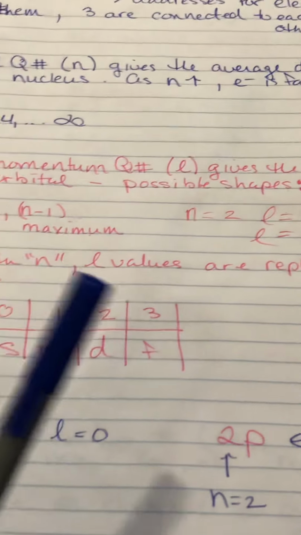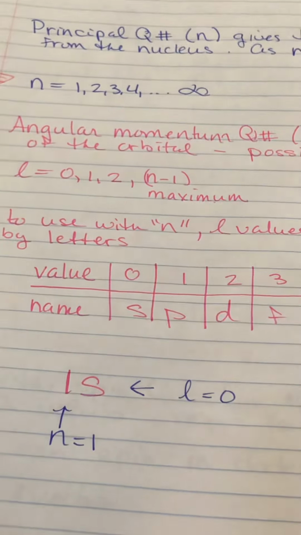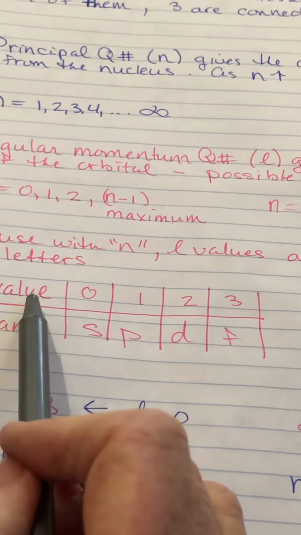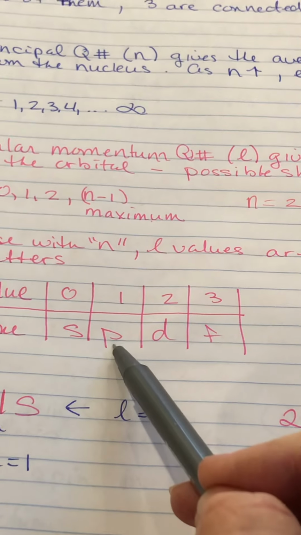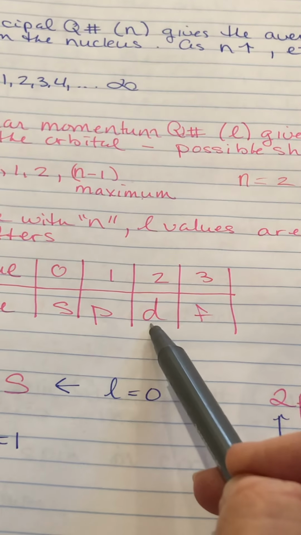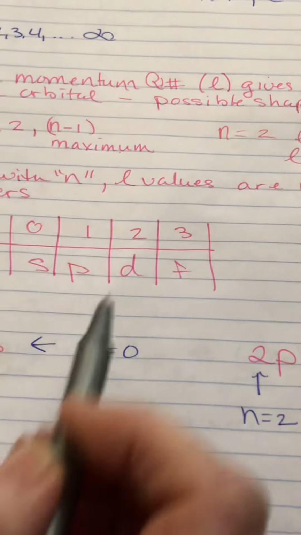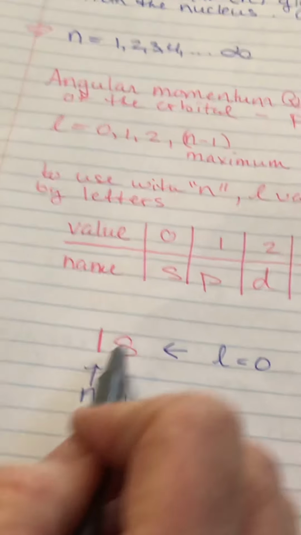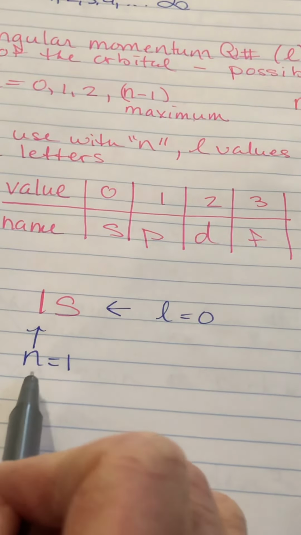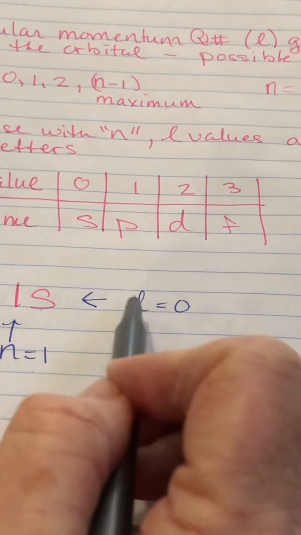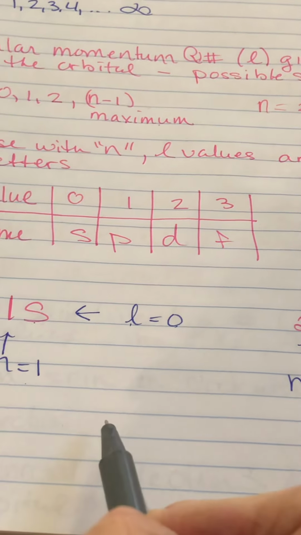Now, n and L are used together. And to use n and L together, the L values are replaced with letters. So if the value of L is 0, it is called an s orbital. If the value is 1, it's called a p orbital. If the value is 2, it's called a d orbital. If the value is 3, it's an f orbital. So they're written together in a fashion like this. We might talk about a 1s orbital. The 1 is the n value, and it is n equals 1. The s is the value of L, and when we have an s, it means L is equal to 0.